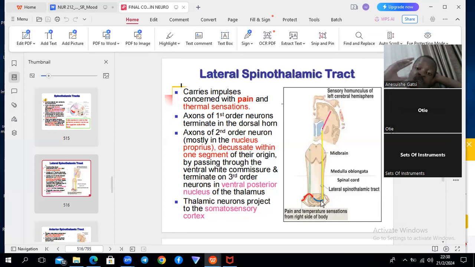So for pain and temperature, imagine I cut on this left side. I will lose pain and temperature sensations on the right. Why? Because the fibers that are coming from the left have already crossed to go to the right. So when you're in the spinal cord, those fibers are already moving on the opposite side, as opposed to the dorsal column, which remains on the same side in the spinal cord and will only cross when it gets to the medulla.